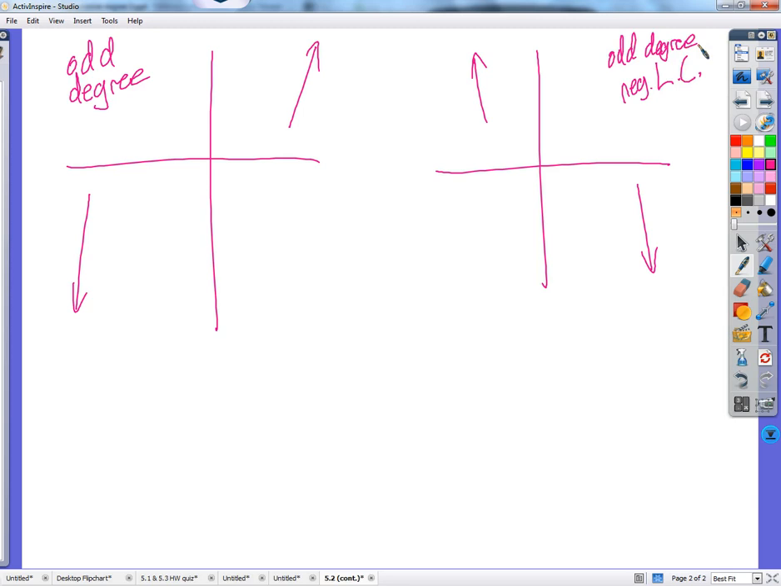and look at what the ends are going to do. Any odd degree that has a negative leading coefficient will do this. Those big negative numbers, when we take them to an odd power, will be negative, but they'll be multiplied by the negative leading coefficient. Now they're positive. Over here, they don't turn positive, they just stay negative. Negative a million to the fifth power is going to be negative, whatever, huge number. Okay?